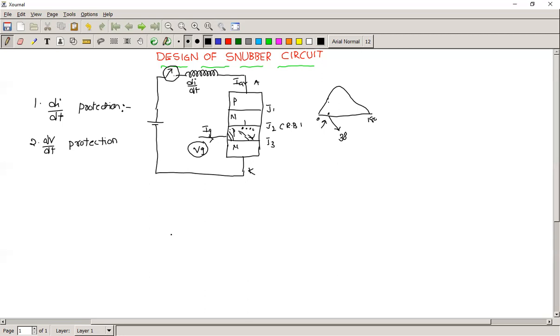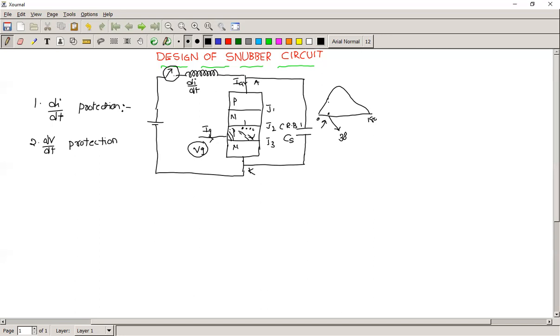Now how are we going to protect against this change in anode voltage? By connecting one capacitor across the SCR. This is nothing but a snubber capacitor, CS.